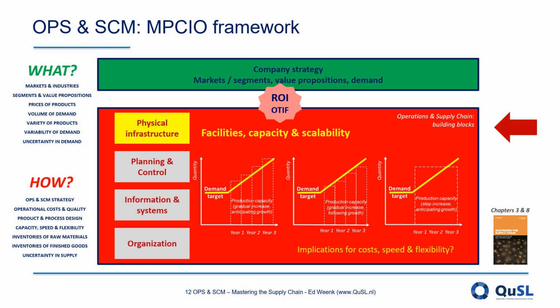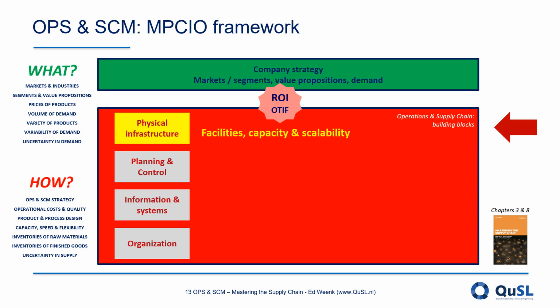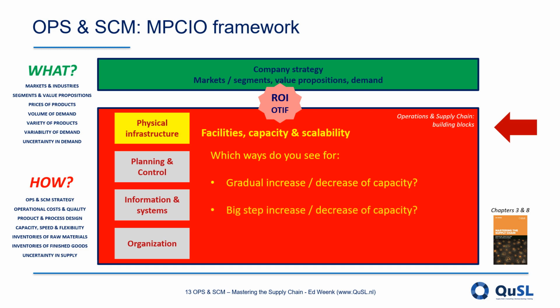This then leads to the reflections you can do after this video. In terms of scalability, which ways do you see for gradual increase or decrease of capacity? Which ways do you see for big step increase or decrease of capacity? And which ways do you see for flexibilization of capacity in order to be able to easily scale capacity up and down?